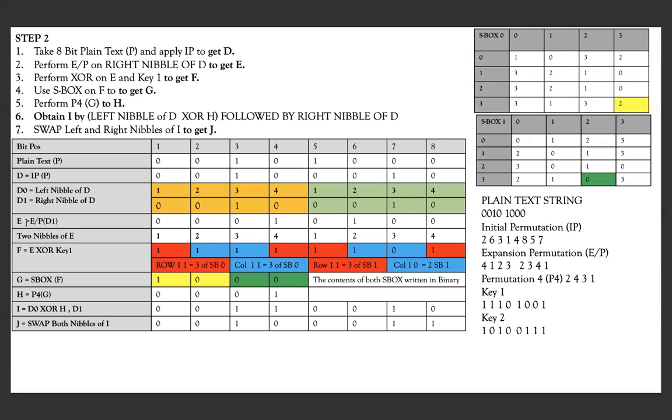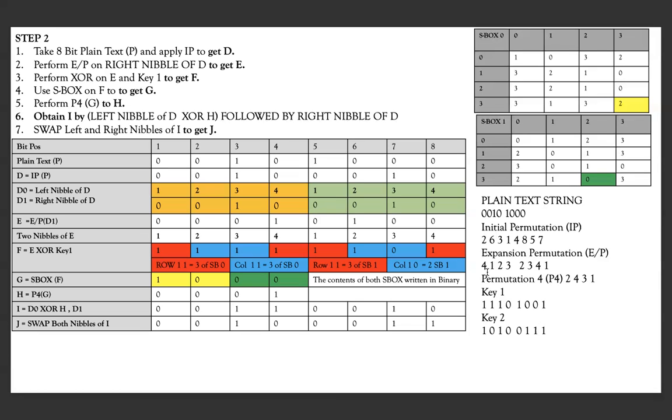How do I get E? E is achieved by performing expansion permutation. E/P means expansion permutation on the right nibble of original D. So basically, I'm performing expansion permutation on the right nibble, this thing right here. Now, what is the expansion permutation? Expansion permutation means of the right nibble of whatever data you're talking about, I'm performing it on the right nibble. So I'm talking about the right nibble right now.